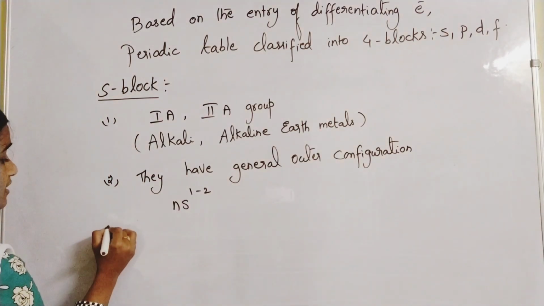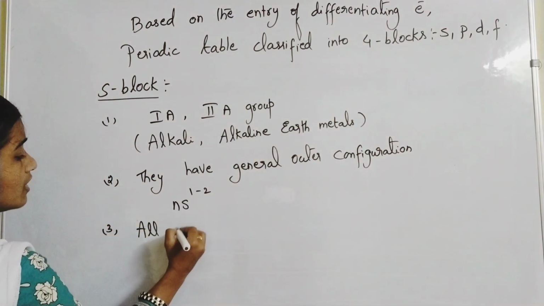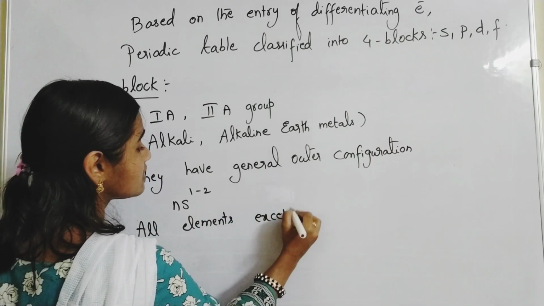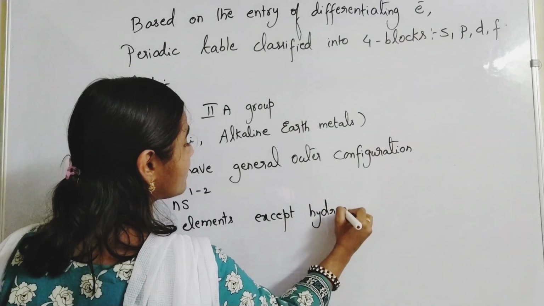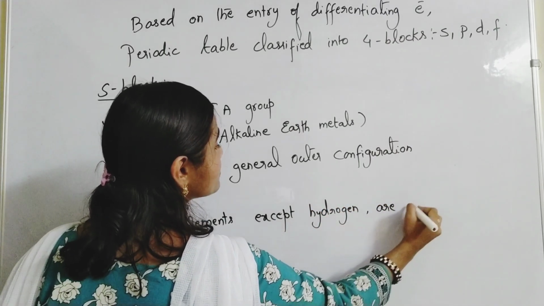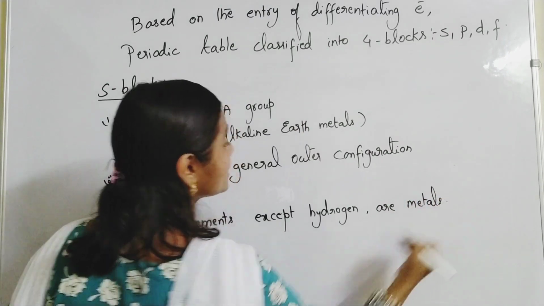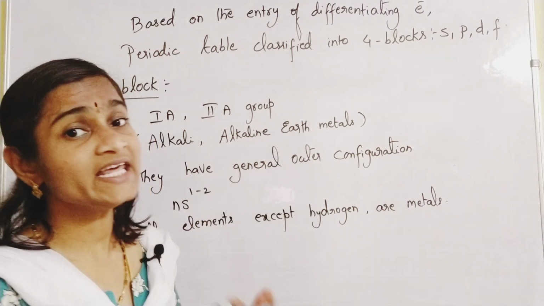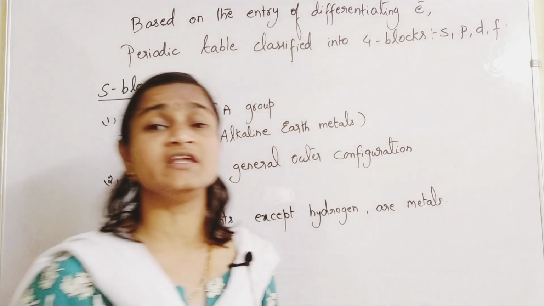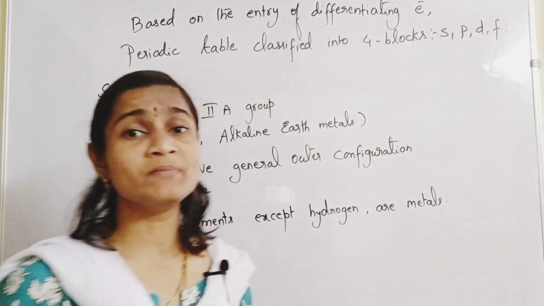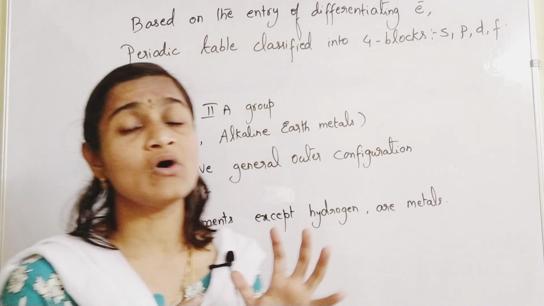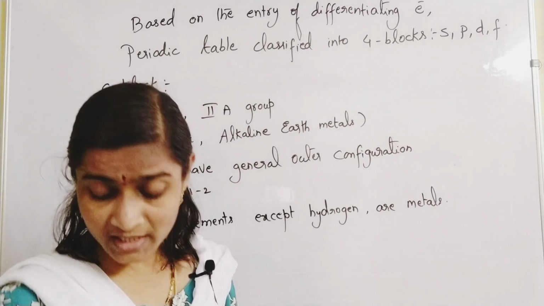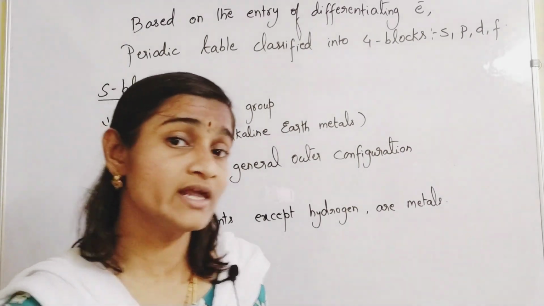Here you will find all elements except hydrogen are metals. And generally if they are metals, they are highly electropositive in nature, and they form ionic compounds. All these elements generally form ionic compounds. These are general properties, and we will be learning them in periodic properties.